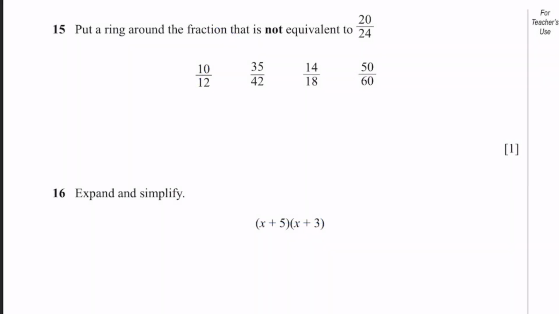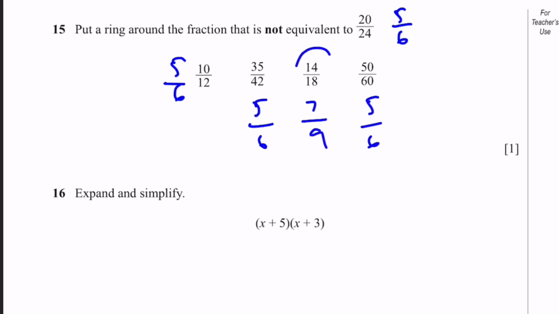Question 15. Put a ring around a fraction that's not equivalent to 20 by 24. First of all, 20 by 24 is equal to 5 by 6. 10 by 12, yes, 5 by 6. 35 by 42, 5 by 6. 14 by 18, 7 by 9. 50 by 60, 5 by 6. So we need to take this because it's not equivalent.